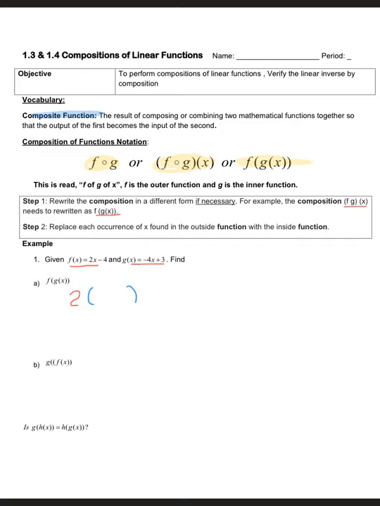So where there is x, I replace it with g of x, and g of x is negative 4x plus 3. And then I just continue with the same function I had before for f of x, which was minus 4. And then all I need to do is to simplify that. So that becomes negative 8x plus 6 minus 4. So we get negative 8x plus 2.